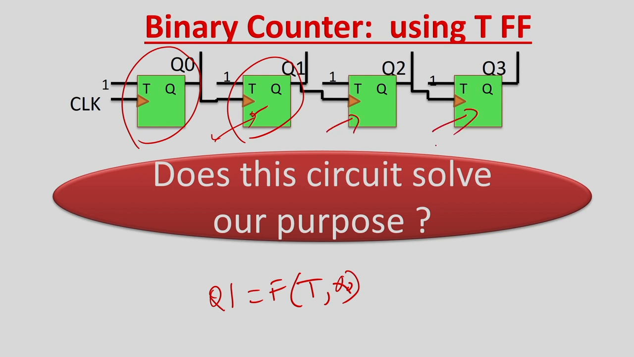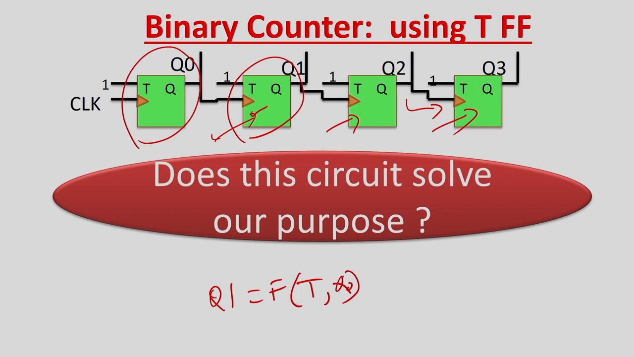Similarly for this, we have arranged the circuit in this way. The Q0 output is fed to the Q1 clock, then the Q1 output is fed to the Q2 clock. Similarly, the Q2 output is fed to the flip flop 3 clock. Okay, so does this circuit solve our purpose?